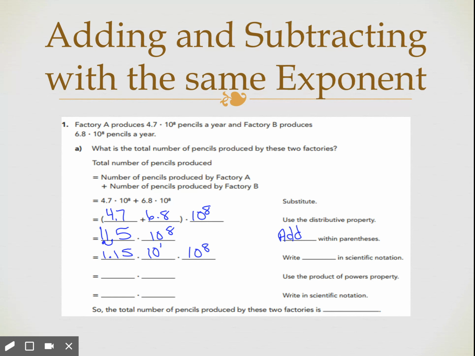Now I'm going to use the product of powers property. I still have that 1.15, and I'm adding my exponents. So I have 1.15 times 10 to the 9th power because 1 plus 8 is 9. So the total number of pencils produced was 1.15 times 10 to the 9th. Again, this 10 to the first power came from the one space to the left that I moved my decimal.